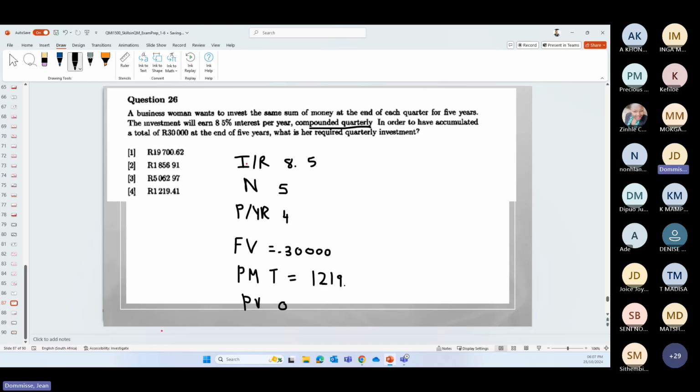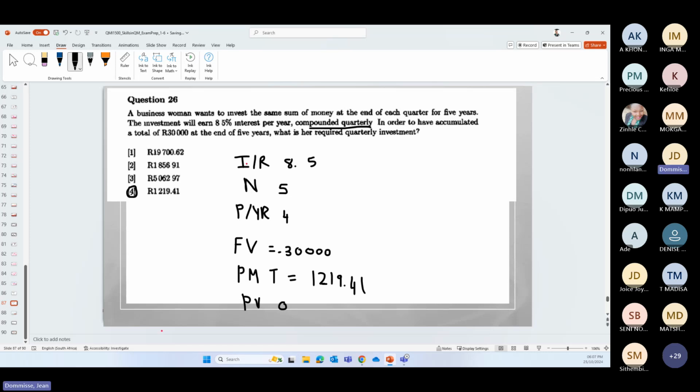1219.4076, and then if we round that off, 1219.41, which is option 4.